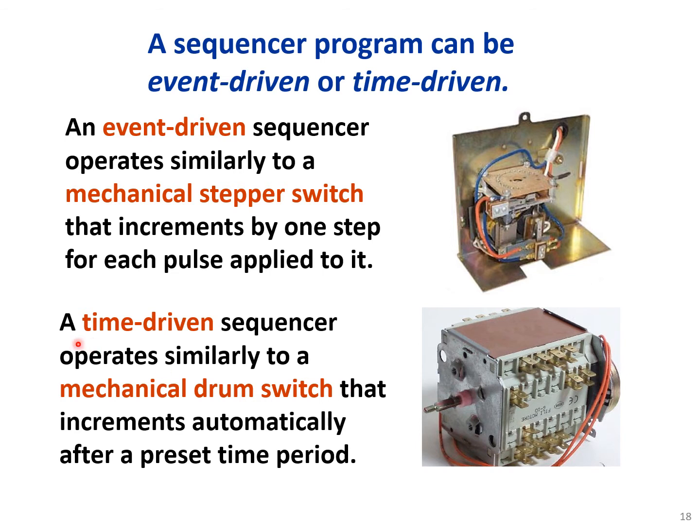A time-driven sequencer operates similarly to a mechanical drum switch that increments automatically after a preset time period. So let's say we have a constant speed on the drum, and the distances between the peaks could give us that time-driven sequencer.